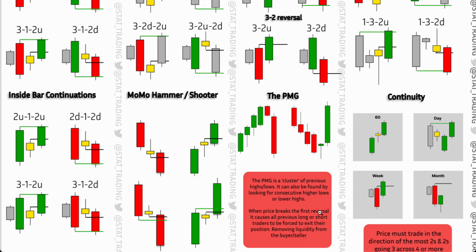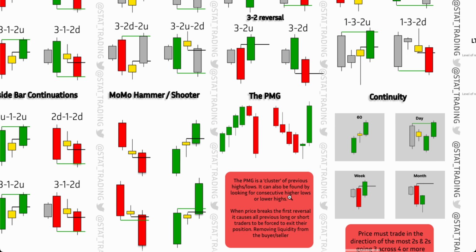So when price breaks the first reversal, it causes all previous long or short traders to be forced out and exit their trades, right? Because everyone is long here. They're long, long, long, long, long. Then they see this. This instantly scares people out. When it goes below that, it scares them out. And that's why the price moves with such aggression. Okay.